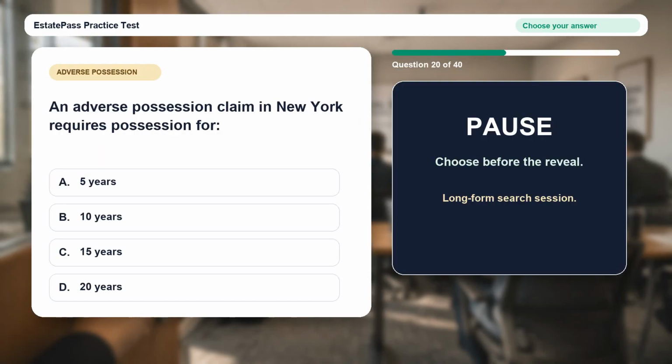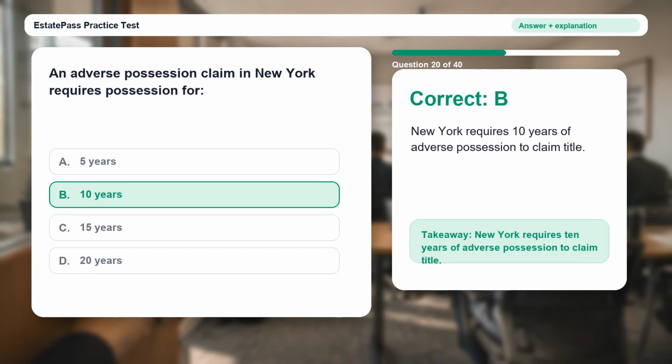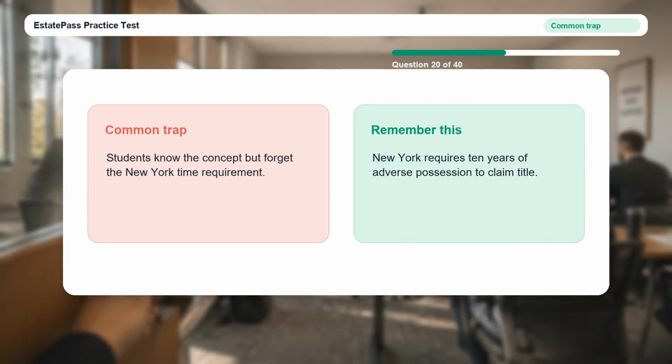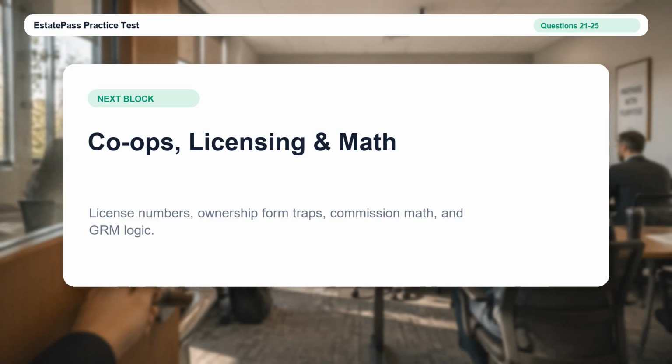Quick takeaway. Question 20. An adverse possession claim in New York requires possession for. Your choices are A. 5 years, B. 10 years. The correct answer is B. 10 years. Explanation. New York requires 10 years of adverse possession to claim title. Common trap. Students know the concept but forget the New York time requirement. Quick take. Next block. Co-ops, licensing and math.